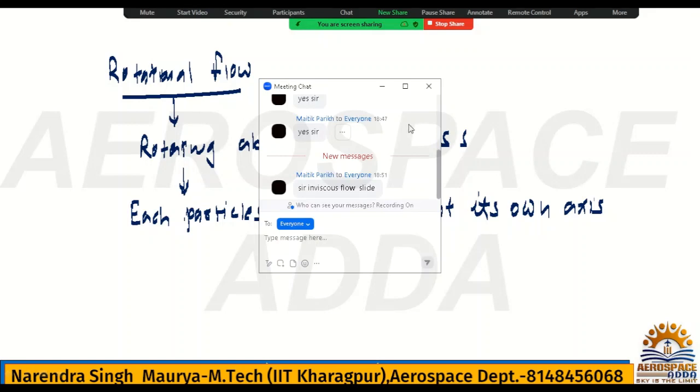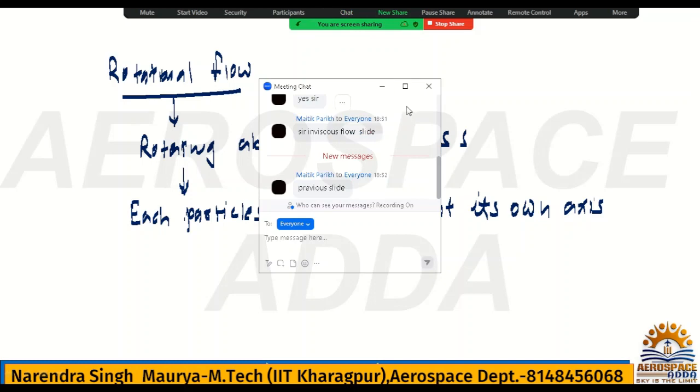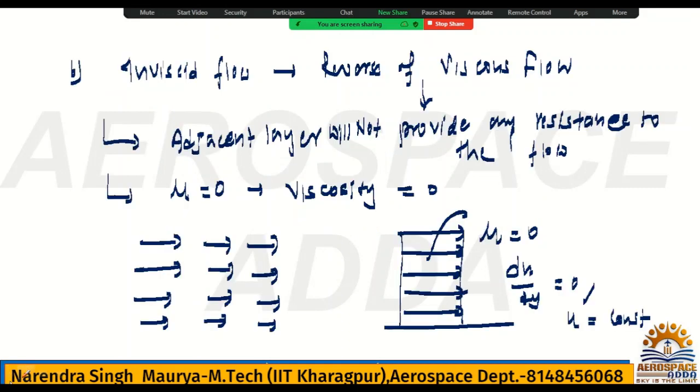In viscous flow slide, what is the mean of it? What is the mean of it? What you are saying? Okay, rotating about center of mass. Oh, check. Right.